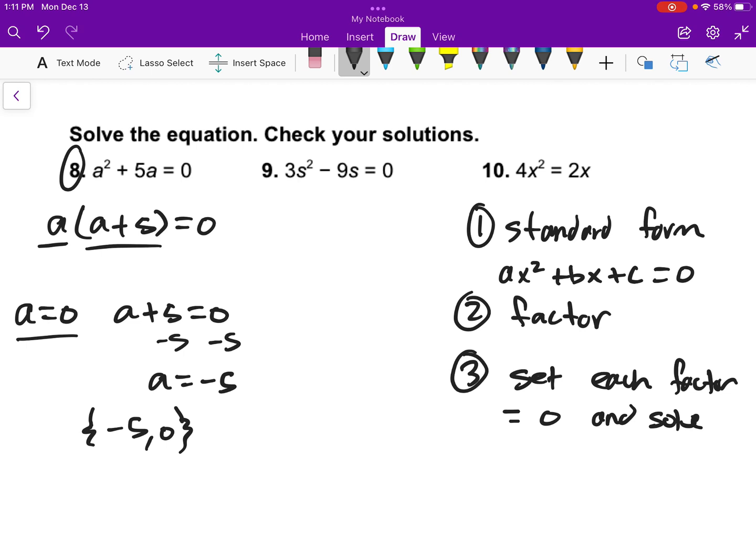Let's try this middle one right here. Actually, let's try number 10 over here. I'm going to rewrite it. I'm just going to squeeze it in here. The 4x squared equals 2x.